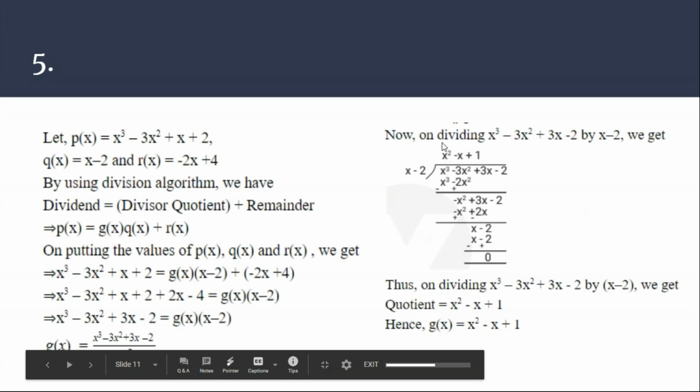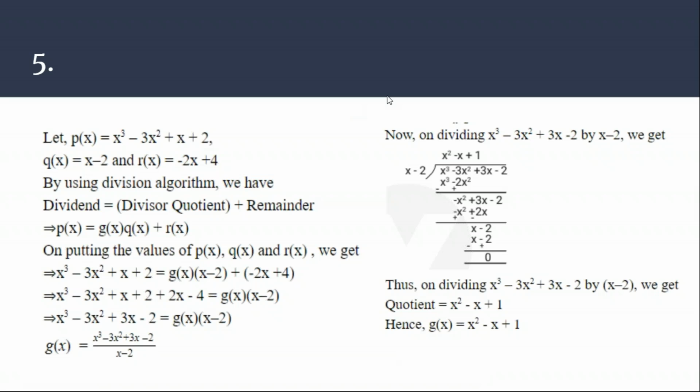So when you divide it, this is what you get as the quotient, x square minus x plus 1, which is nothing but g of x. Pratim, what if we divide p of x and q of x and then we subtract r of x? Why would you do that? Why would you divide that?